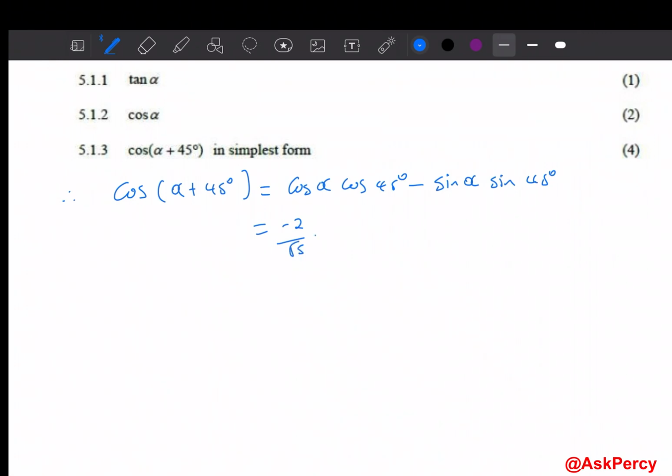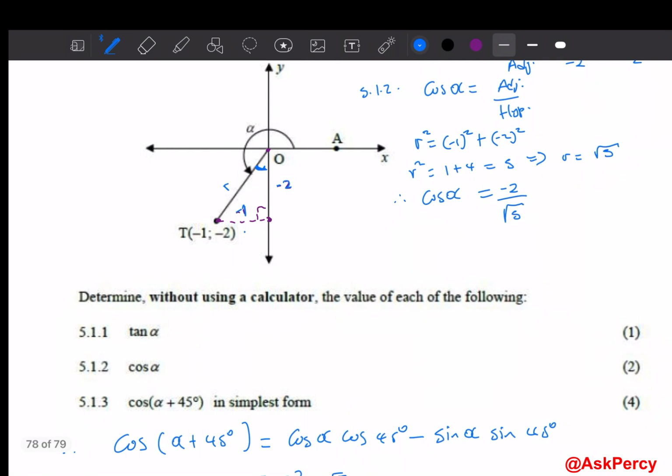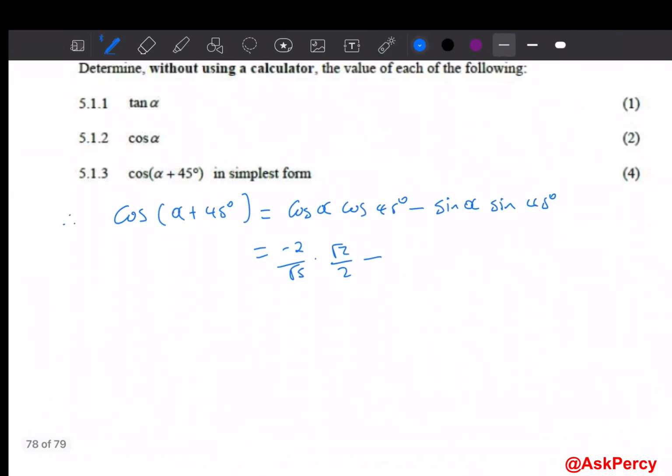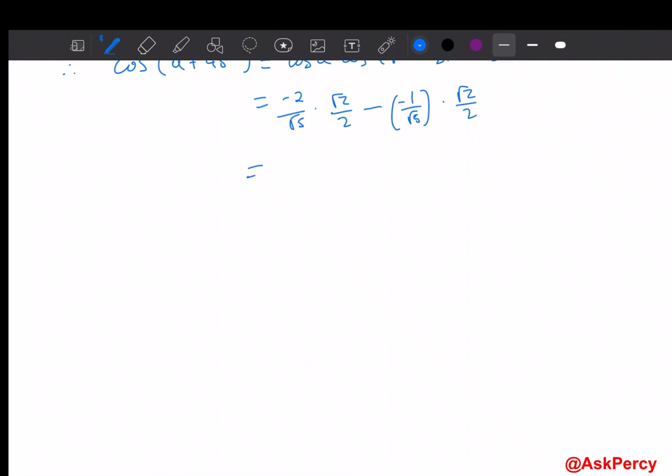Then cos 45, we know it's square root of 2 over 2. You can punch this in your calculator. And then sine alpha is opposite over hypotenuse, so it's -1 over square root of 5. And then sine 45, you can also punch that in your calculator, you get square root of 2 over 2. From here you can just punch the numbers and get your answer.